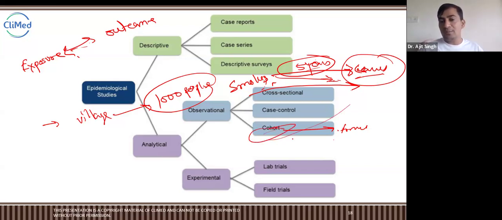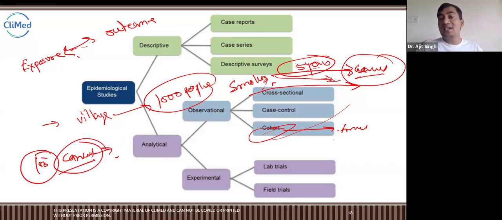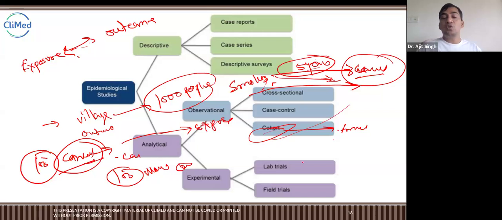Those are cohort studies. But suppose there are 100 people with cancer, but we don't know how the cancer has happened. So what we will be doing is we will have these 100 cancers and these 100 non-cancer. These are our cases and controls. Now we will go back, which means we will go to the exposure. Right now we have the outcome with us and we are going to the exposure. We are going backward actually.